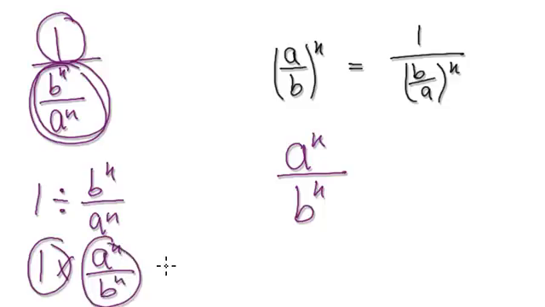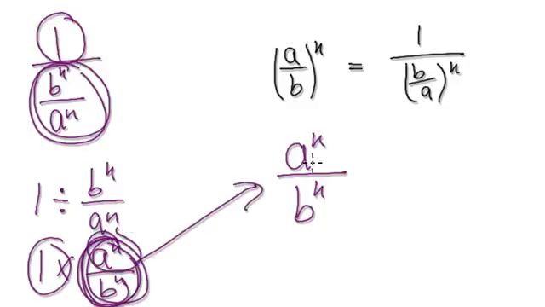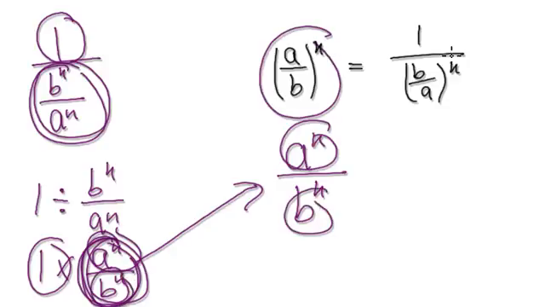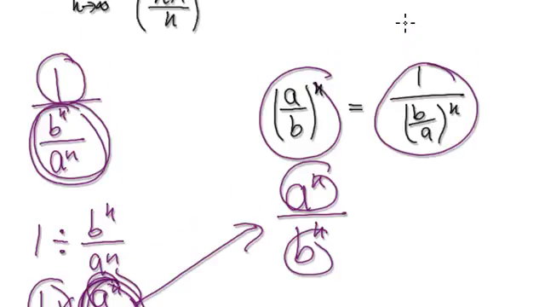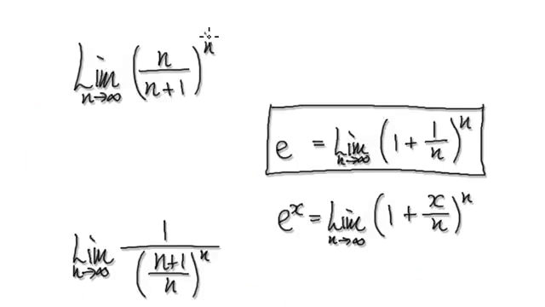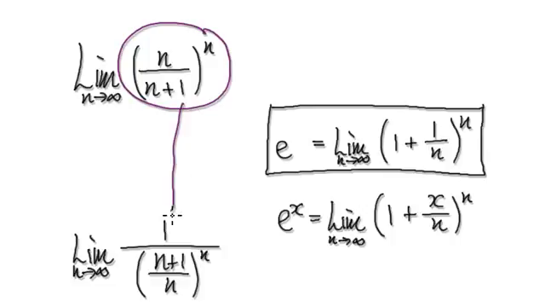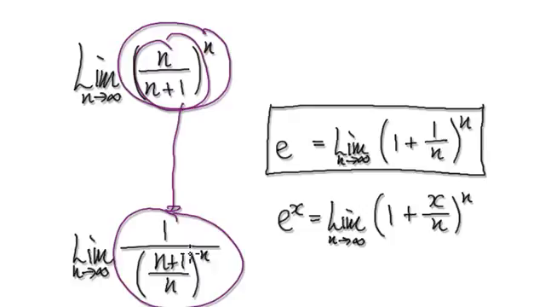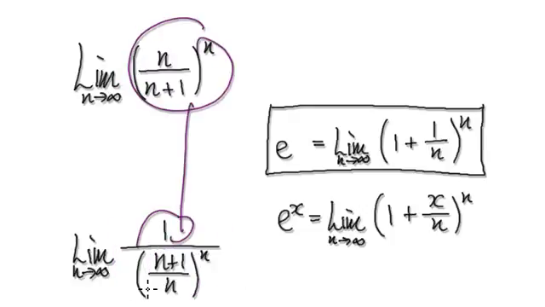So 1 times anything will be that same thing. So this is a^n, a to the power of n, and then b to the power of n. The point here is that this is the same as this. So you can actually rewrite this as 1 over and then turn this bit upside down. So turn this bit upside down and so on. You can get from here to here.